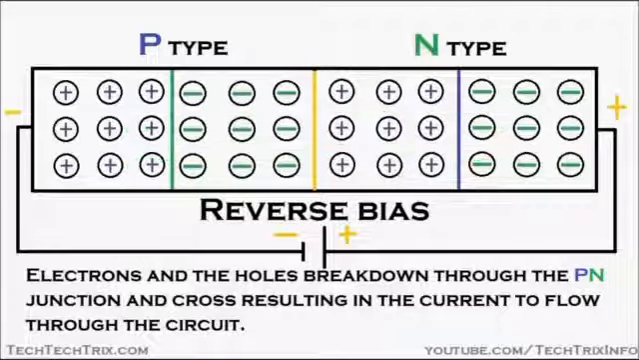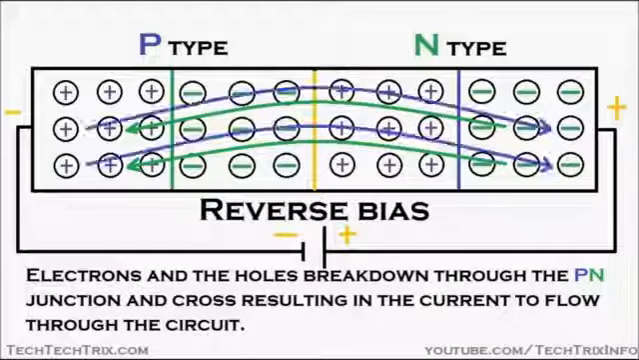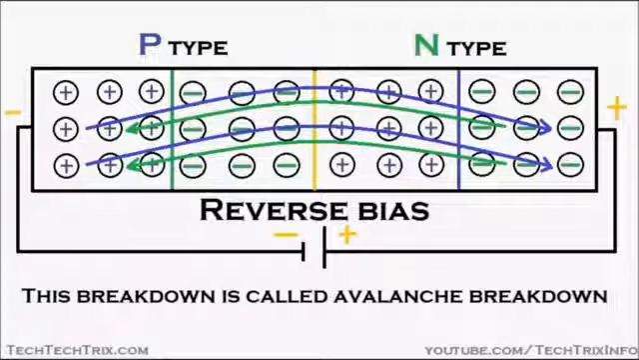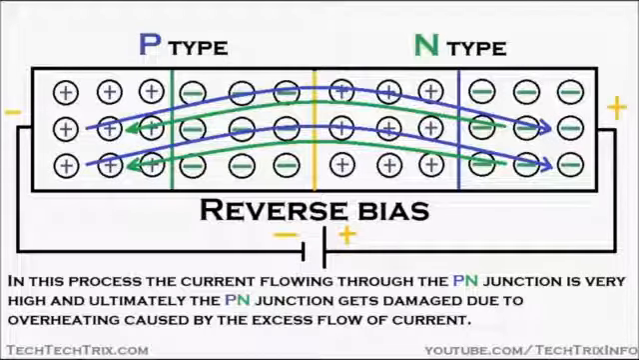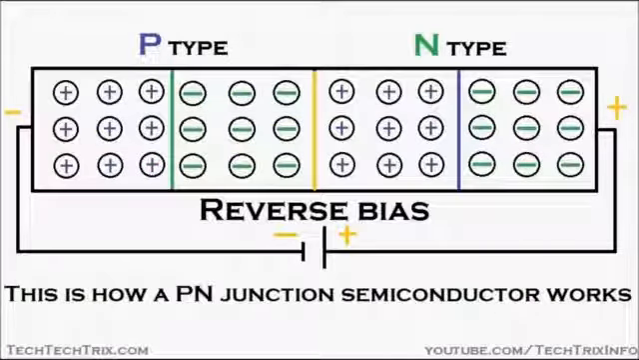So you can see the electrons, which are negatively charged, break through this junction and move towards the p region, and the holes, which are positively charged, break through this junction and move towards the n region, resulting in the flow of current. This breakdown is called avalanche breakdown. In this process, the current flowing through the p-n junction is very high, and ultimately the p-n junction gets damaged due to the overheating caused by this excess flow of current. This is how a p-n junction semiconductor actually works.